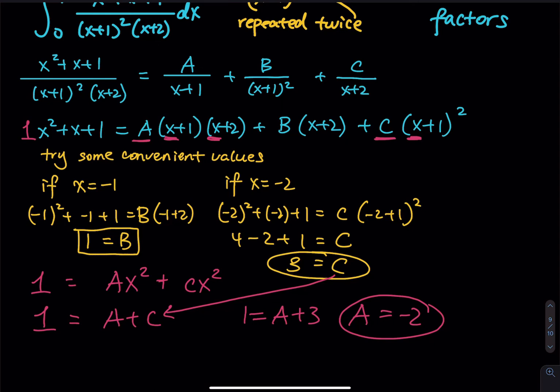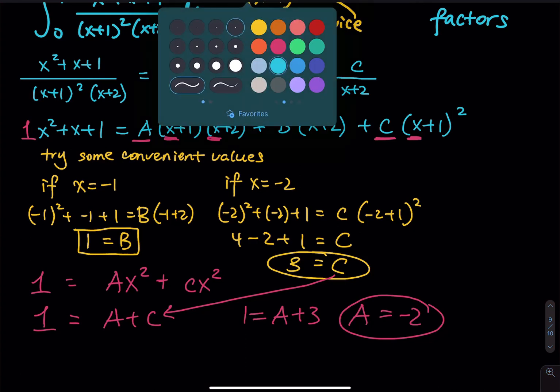Alright, so we got a, b, and c. What if you insist to use the system? If you insist to use the system, you have to fully open up the blue line and then use the equating the coefficient. You will get the same value. I'm not going to do that in this video. You can try that yourself. You will get the same a, b, and c.